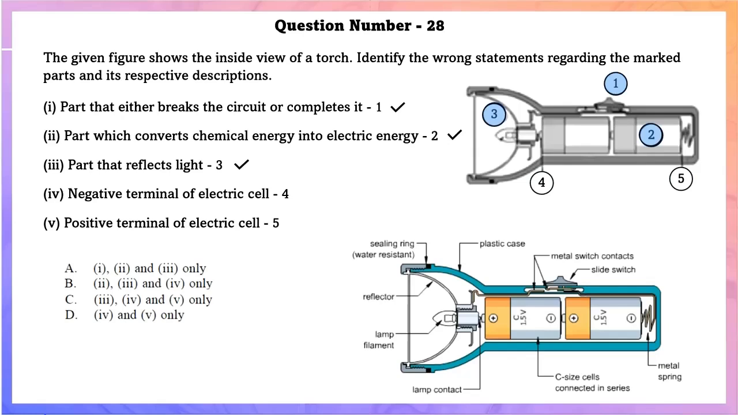Fourth, negative terminal of a cell. 4. Wrong. It is actually the positive terminal of an electrical cell. 5. No, this is wrong because it is the negative terminal of the cell. They have asked for the wrong statements and only the 4th and 5th statements are wrong. So the correct option is the D option.